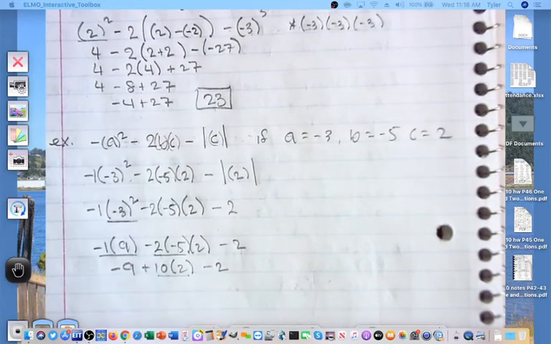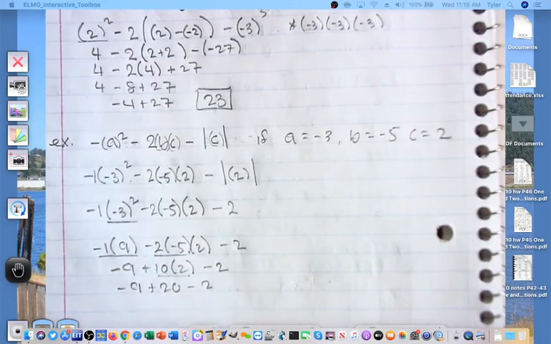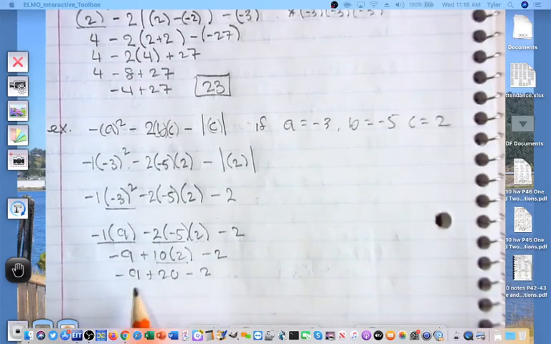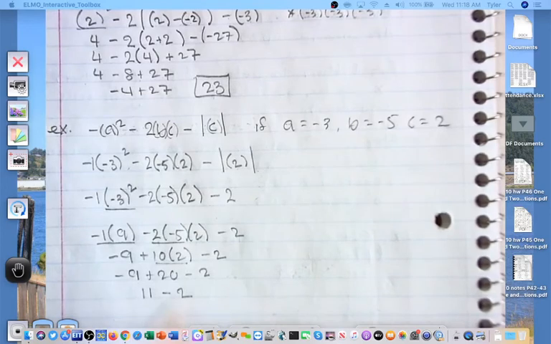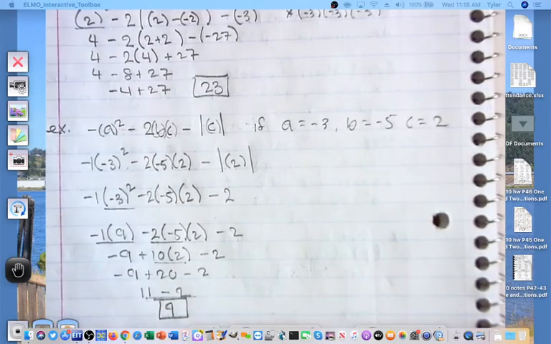One more multiplication problem. I have a negative 9 plus 20 minus 2. And let's see, negative 9 plus 20, that's going to make 11 minus 2. And finally, 11 minus 2 is going to give me 9 as my final solution.